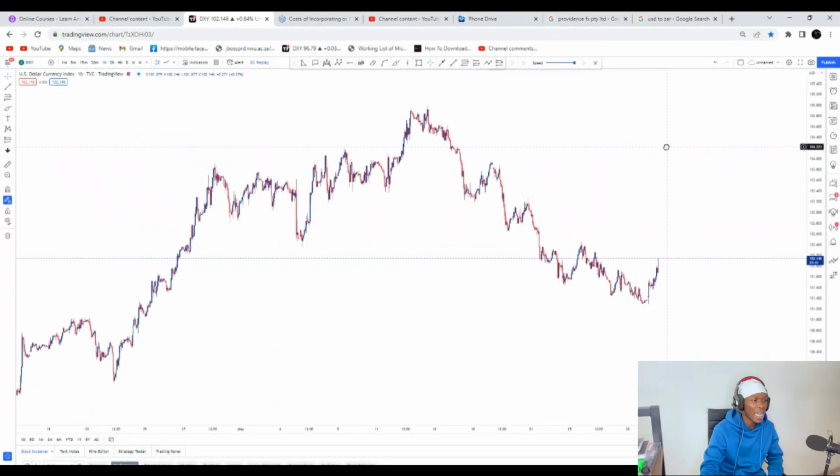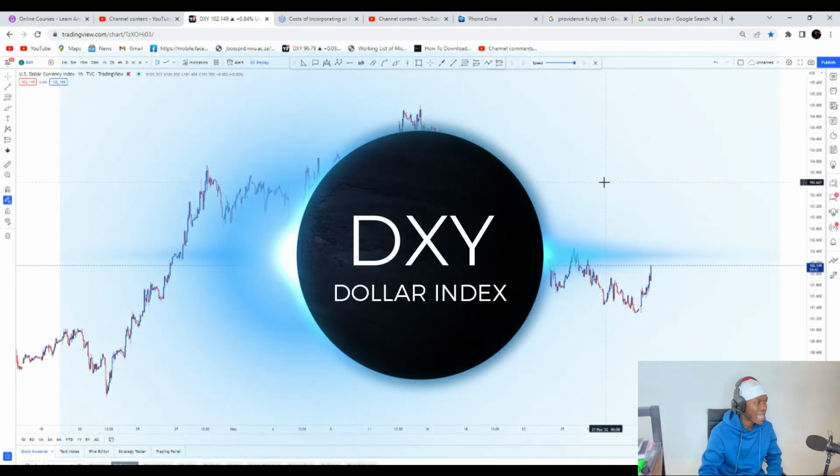So guys, actually I saw huge potential on the dollar related pairs. Like, the dollar is about to make us a lot of money. We are going to analyze the dollar index, right? Without any further waste of time, here guys, I have the dollar index.